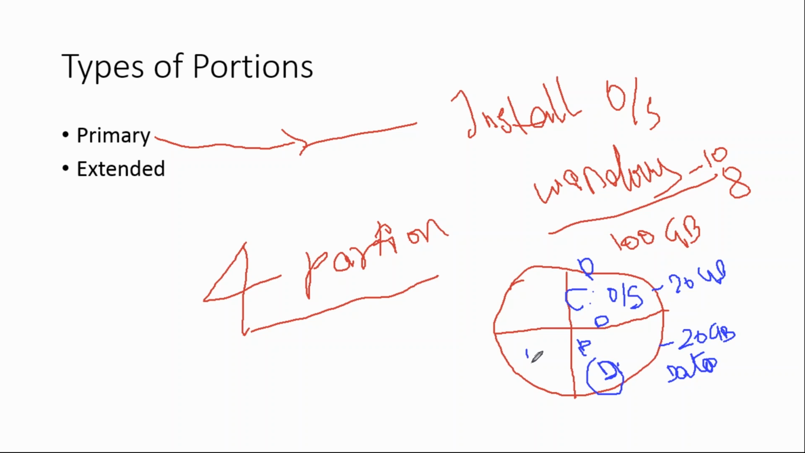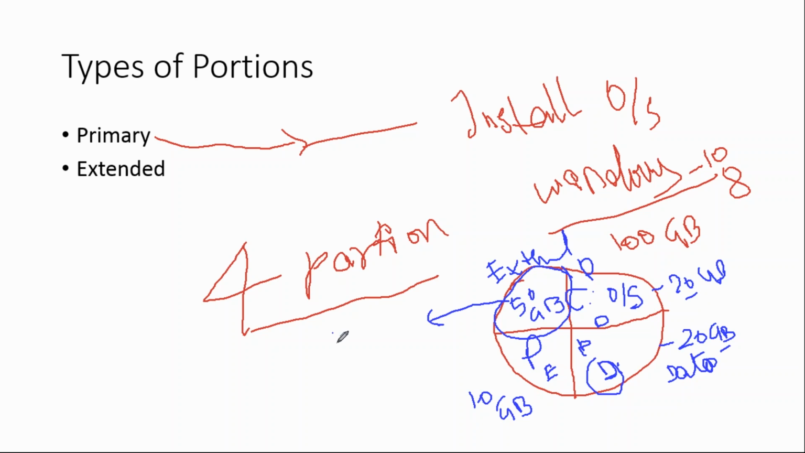We can have another primary partition also. This is E drive. I'll give some 10 GB. Whatever space is left over is completely called the extended partition. One is for the complete extended. How much space is left now? 20 plus 20 plus 10 is 50. So 50 GB of space is left here now.